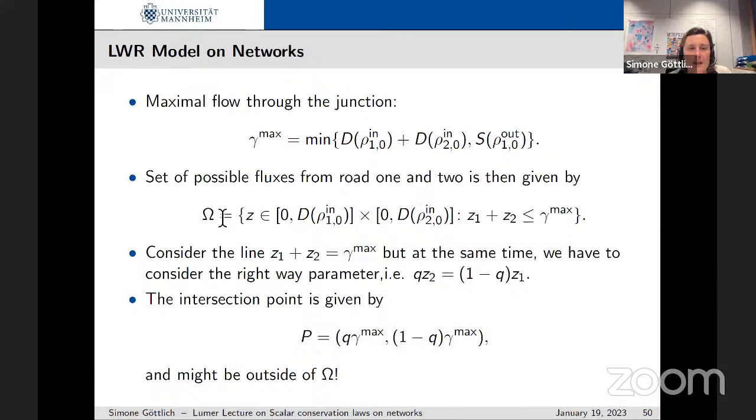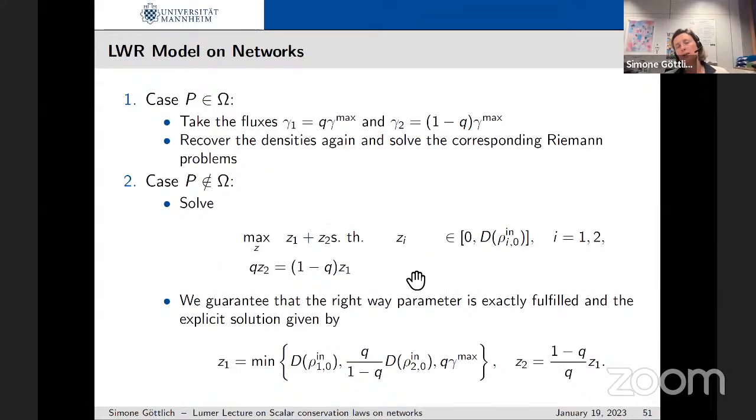So what's now important to mention is that the line here, Z1 plus Z2 equals gamma max, needs to be satisfied. And we also have to consider the expression for the right-of-way parameter, which is given by this guy here. So if we now have a look at the intersection of these two lines, we see that there's an intersection point P that might be outside the domain omega. So that's why we need to discuss two possible situations.